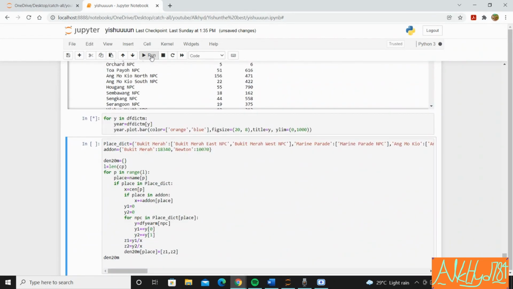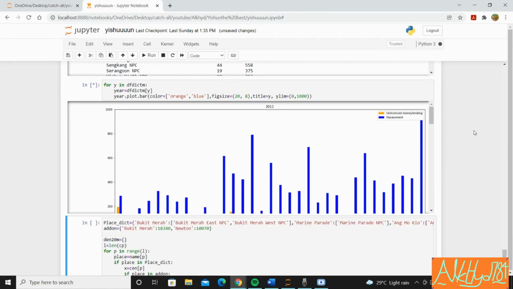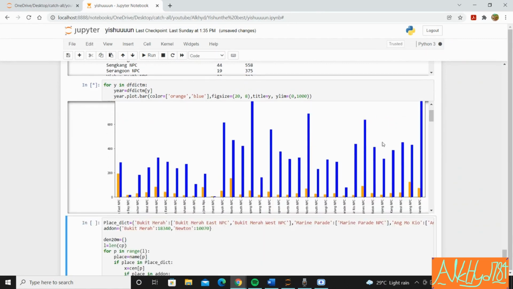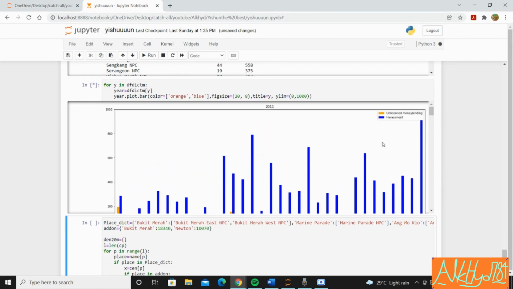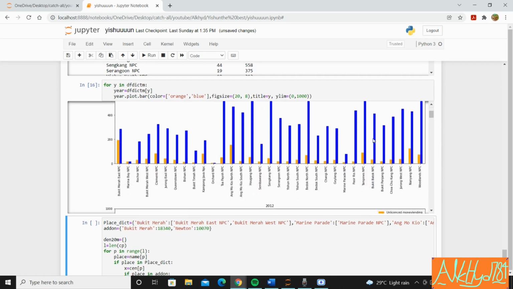And yeah, the very important part is the plotting, and that's what we're gonna see now. So as you can see from 2011, okay, let me see if I can expand this. Never mind, I'll show you the animation later. So yeah, from 2011, as you can see, Yishun, where is Yishun even?